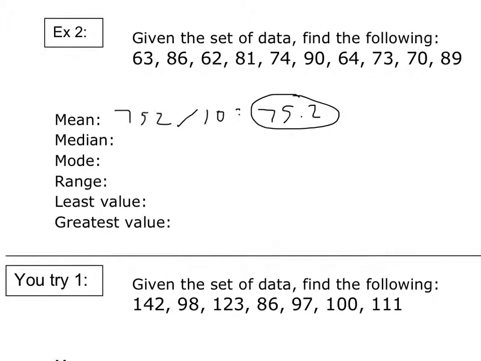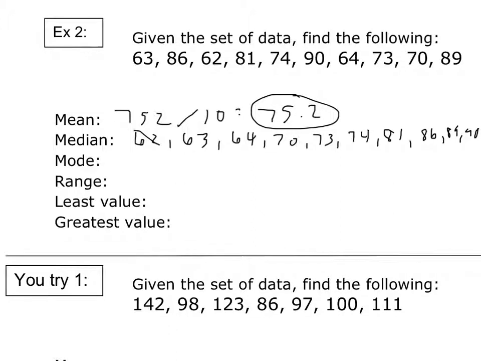Okay, for our median, we again have to go ahead and list our numbers out in order. And I'm going to go ahead and list those out for you. All right, so here's your numbers that you need to list out. We have 62, 63, 64, 70, 73, 74, 81, 86, 89, and 90. So that gives us our 10 values that we need to find the median with. Okay, so make sure you have these written down, and we're simply going to go through each side and cut down until we get to the middle.